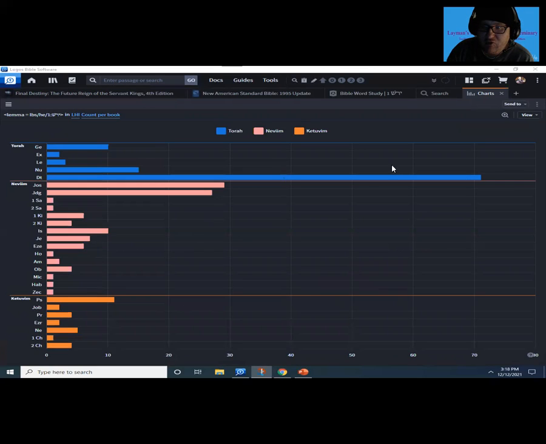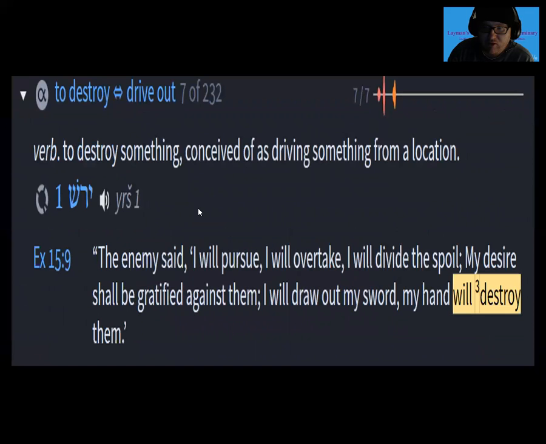And you see that Deuteronomy is where this word dominates, because that's where they're being told, take possession of the land and all of that. In comparison to that, you got Joshua next. To destroy, drive out. So they say the verb to destroy is something conceived of as driving something from a location. Okay. So in other words, to destroy something can just basically mean driving it out of that location.